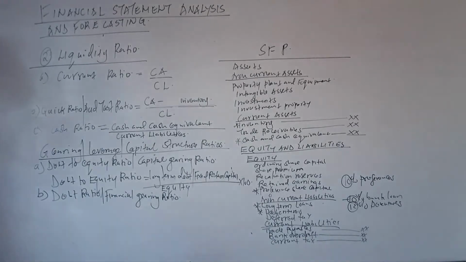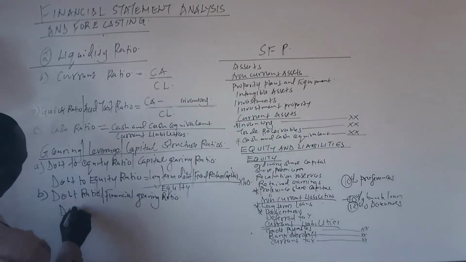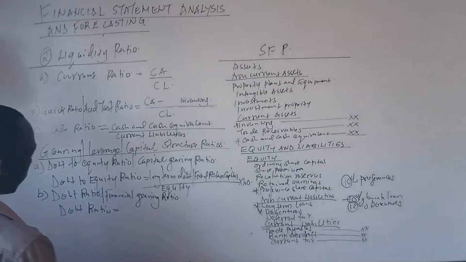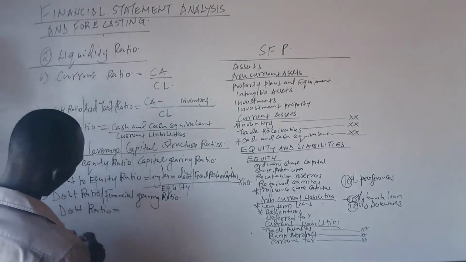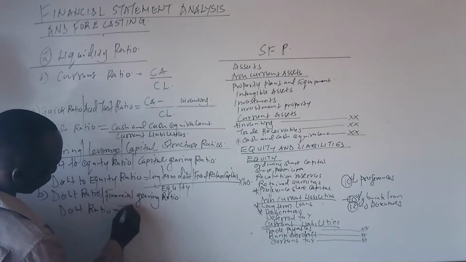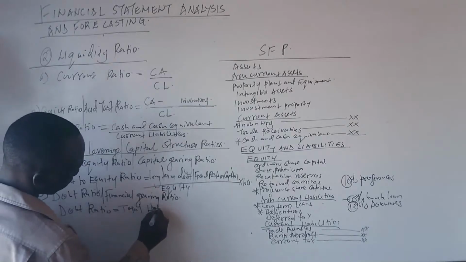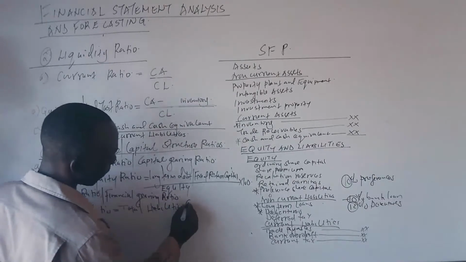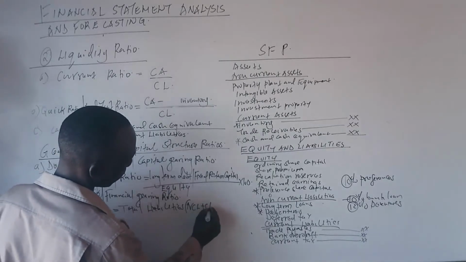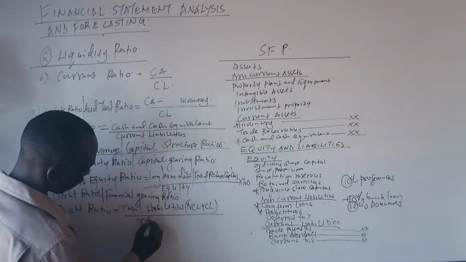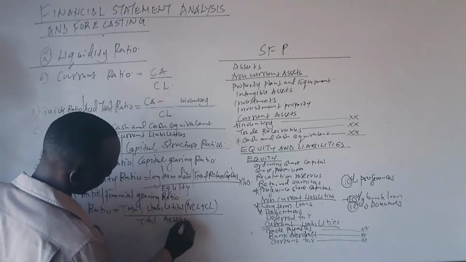So therefore, how do you get the debt ratio? The debt ratio is going to be given by, you are going to take what? For you to get the debt ratio, you will take the total liabilities. And when I'm talking about the total liabilities, I'm talking about non-current liabilities plus current liabilities. Then we divide by what? Total assets. You divide by the total assets.